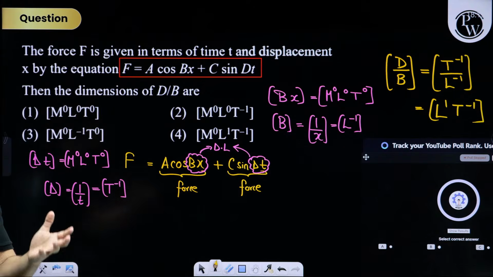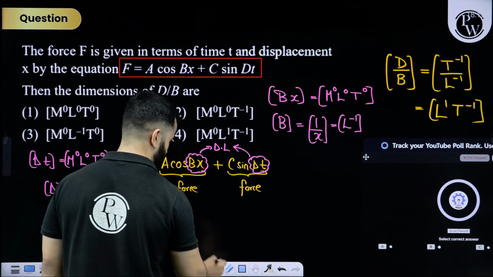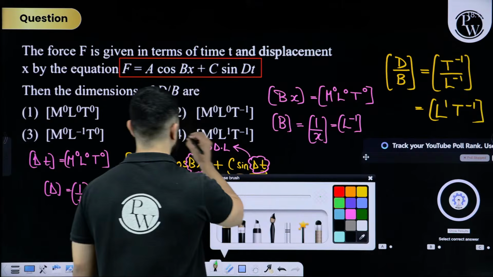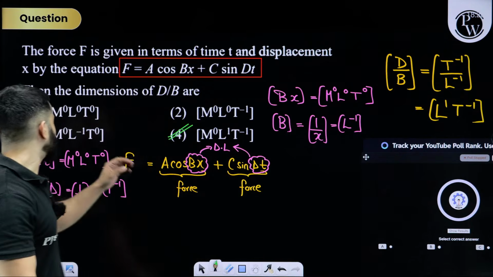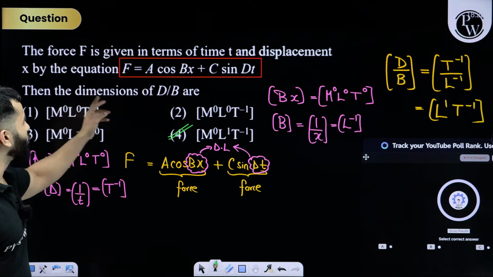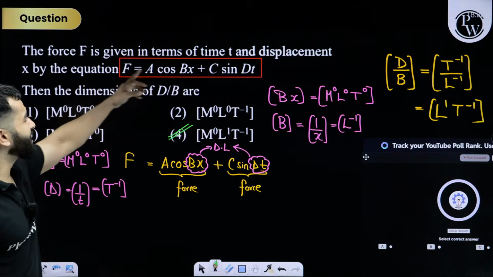Most of you are saying 1 or 2. Please see, the answer is going to be 4, my dear friends. All the students who are saying it's going to be 1, they are talking about dimensions of D and B. Got it? And X is displacement.